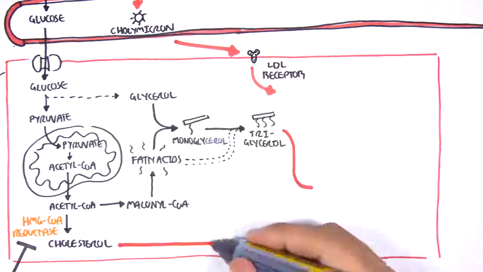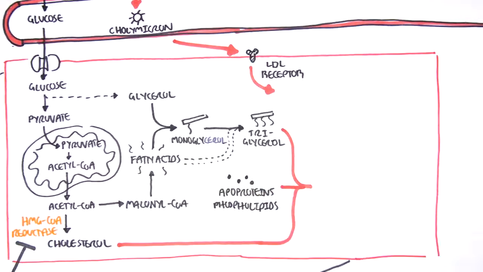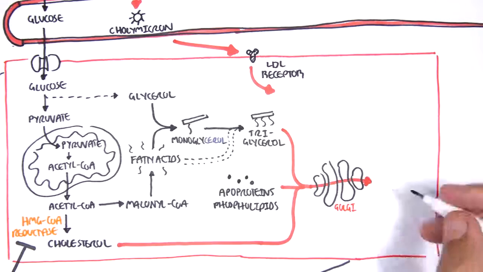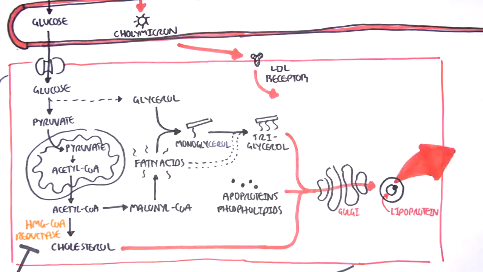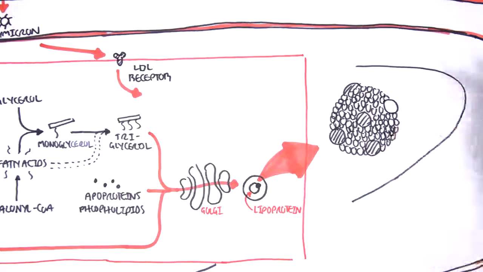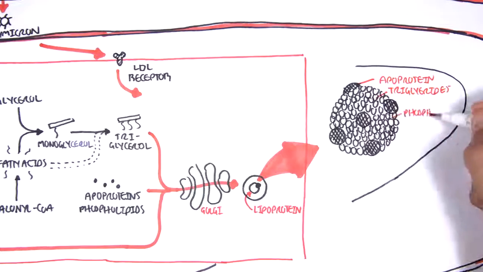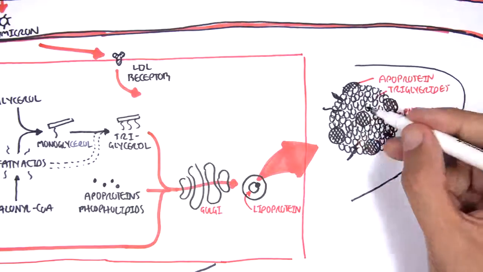The triglyceride, cholesterol, as well as apoproteins and phospholipids then can get packaged up through the Golgi apparatus to form a lipoprotein. So lipoproteins can look something like this. It contains proteins, the apoproteins, triglycerides, phospholipids, and cholesterol.